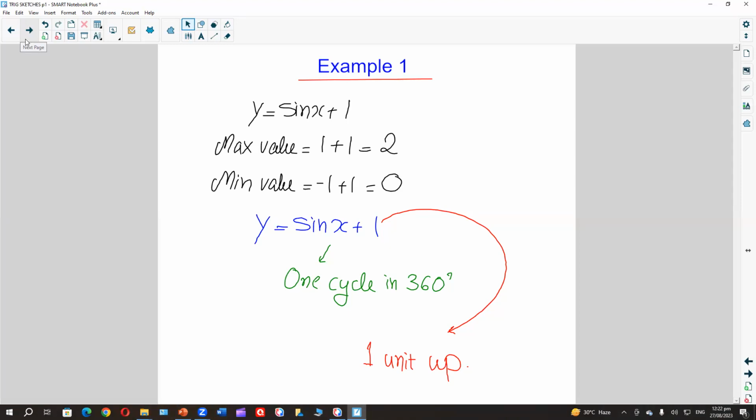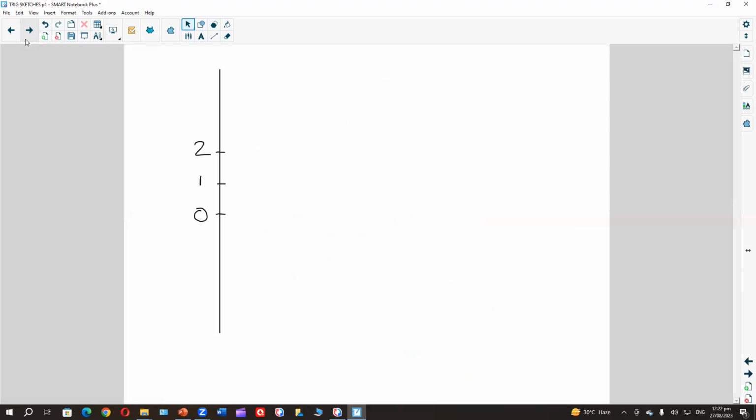Now, whenever you are making a sketch, remember you have to find the maximum value and the minimum value. Presently, do you have a ruler and pencil with you? Yes. Okay. So please remember to share these sketches with me after the class.